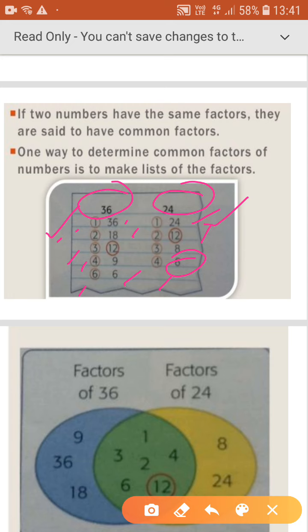So we can use many diagrams over here. We can list them horizontally and then find the common ones by circling them, or we can make this type of circle diagram also. Factors of 36 we are denoting by this blue circle, and factors of 24 we are denoting by the yellow circle, and the common factors we are denoting by the green circle. So in this way you know that the factors which belong to both the numbers are called the common factors of the given numbers.